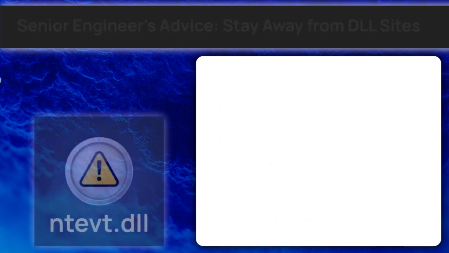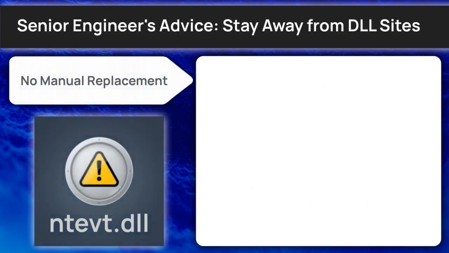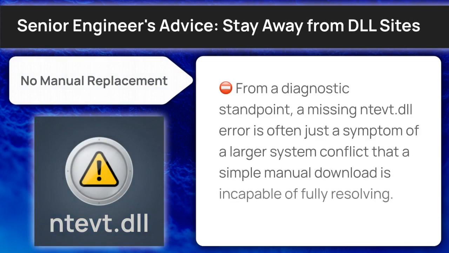To protect your system architecture, I have a few recommendations regarding file authenticity. Be aware that manual interventions for NT Event Library DLL often create secondary conflicts. Using an incorrect file version can cause cascading application crashes, making your workstation significantly less stable than before.